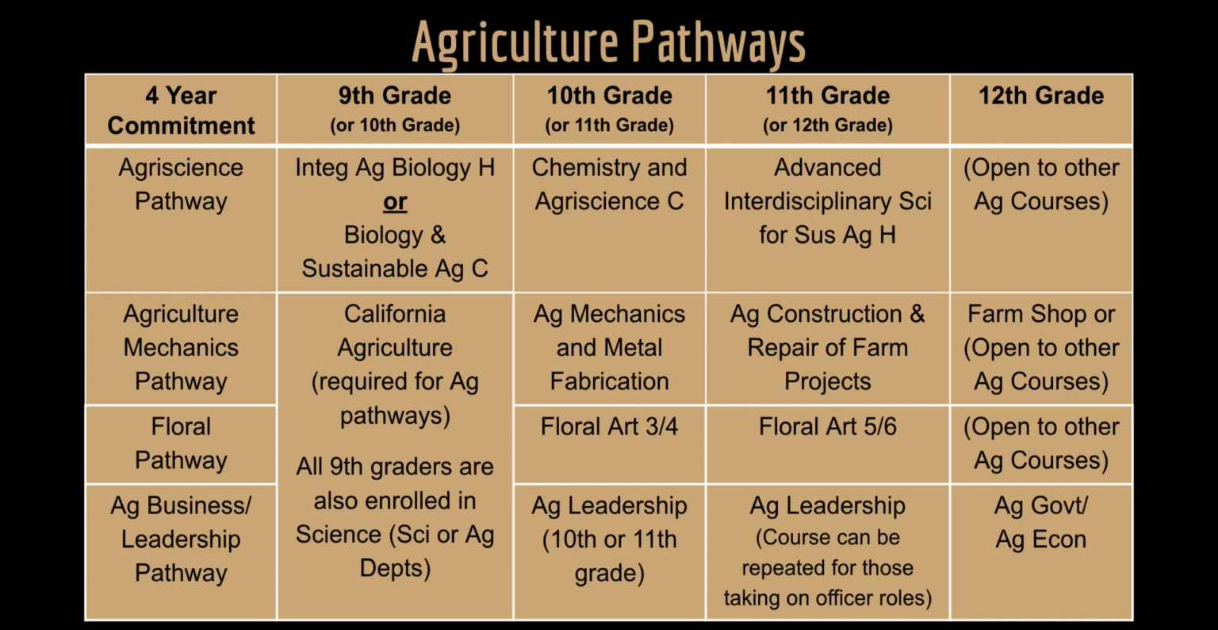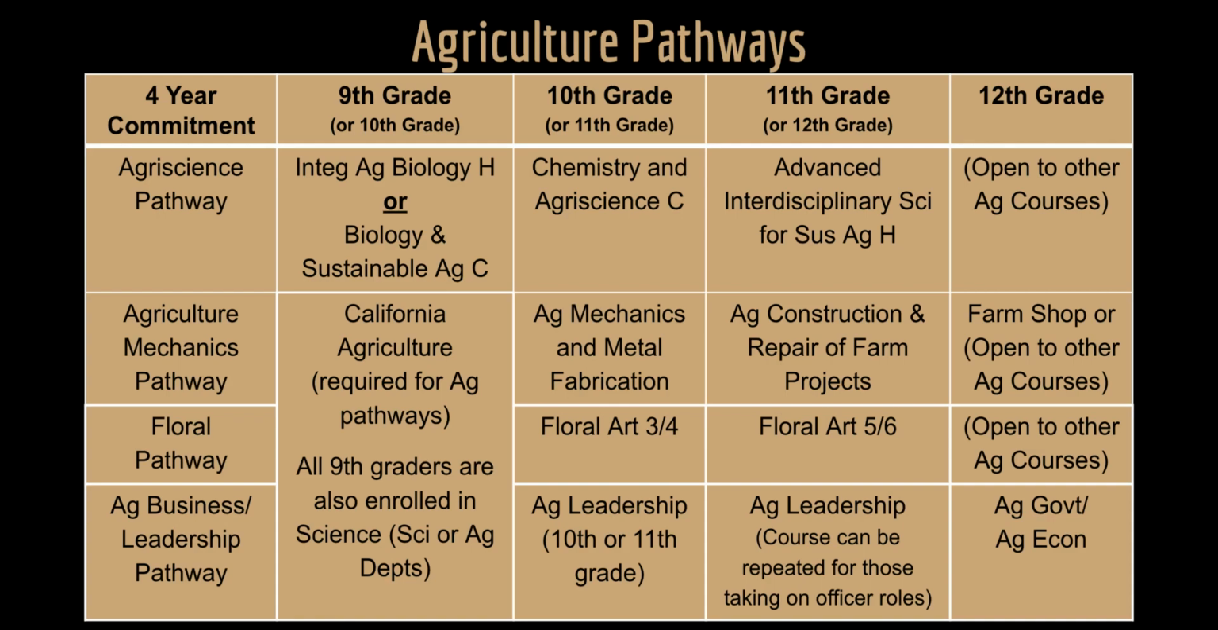So for the agri-science, if you want to be part of the agri-science, you can choose between the Ag Biology Honors or the Biology and Sustainable Agriculture College Prep. So basically, Ag Biology Honors or Ag Biology College Prep. In addition, they do recommend students take Cal Ag concurrently. So you would choose Cal Ag as your first choice elective in addition to the Ag Biology Honors or Ag Biology College Prep.